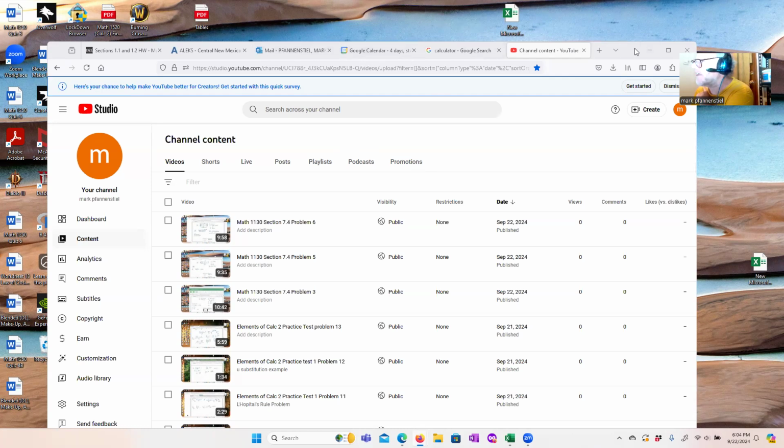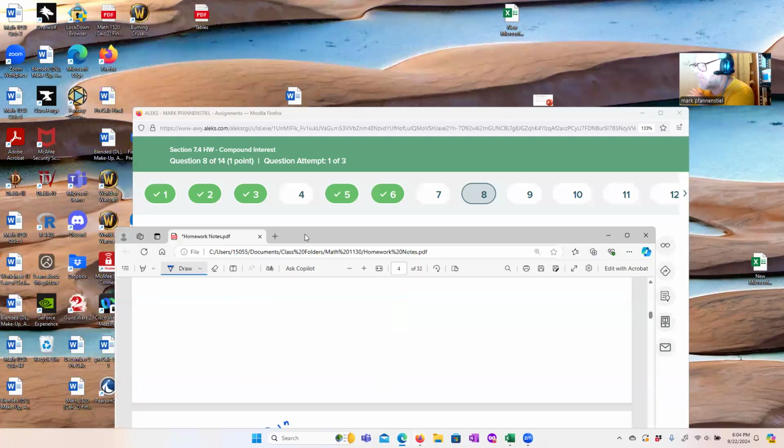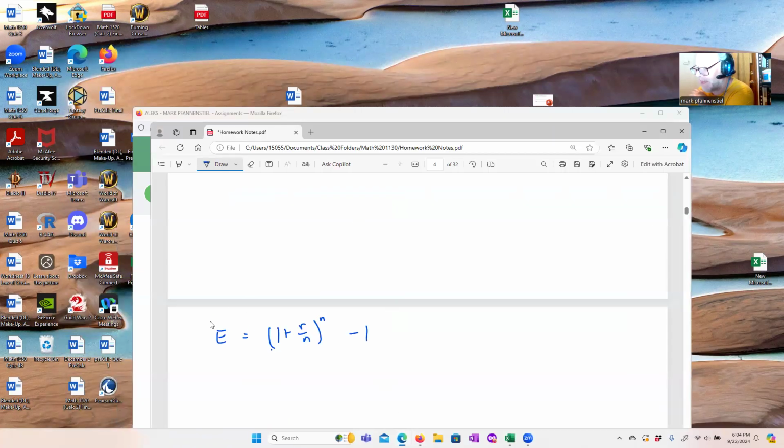So let's see what we have here. In this case, we want the effective interest rate rounded to two decimal places when the rate is 7% compounded quarterly. Again, the trickiest thing with this is you have to take this rate and turn it into a decimal rather than a percentage. So this is the formula I found for annual effective rate. So this guy right here.